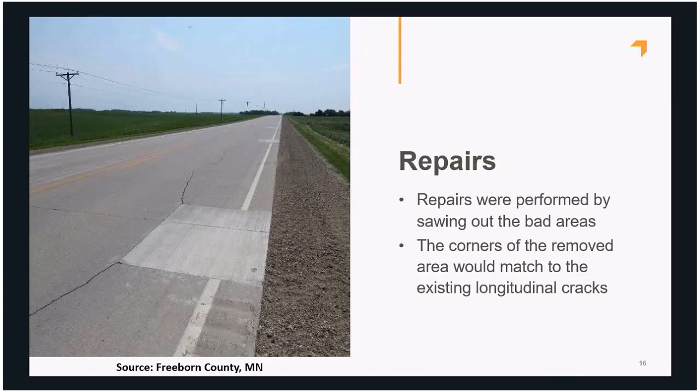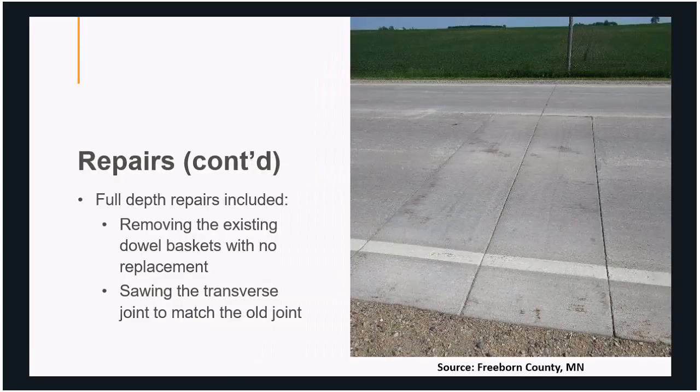So the repairs were performed by sawing out the bad areas approximately 2 to 3 feet from each side of the transverse joint, and the corners of the removed area would then match the existing longitudinal cracks. So full depth repairs performed on this project also included removing the existing dowel baskets with no replacement, and also sawing the transverse joint to match the old joint.